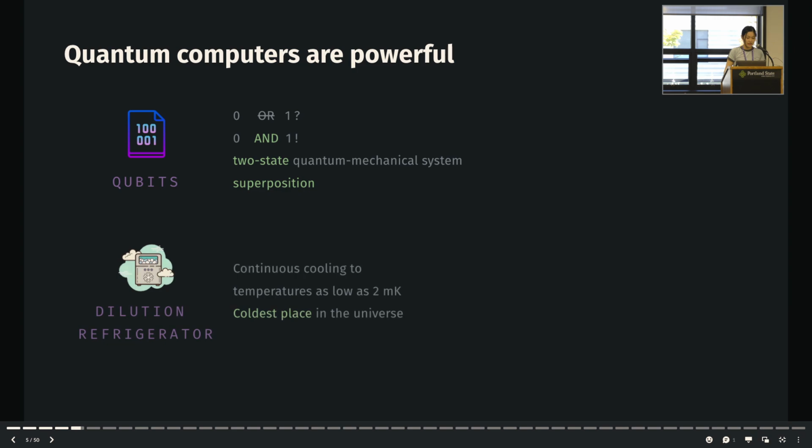Now, the ability doesn't come easily. To maintain qubit superposition stability, quantum computers need incredibly controlled environments. Devices like dilution refrigerators can keep quantum computers at temperatures as low as 2 millikelvin. So it's colder than deep space. It's the coldest place in the universe. Together, this gives quantum computers the ability to crack encryption easily.